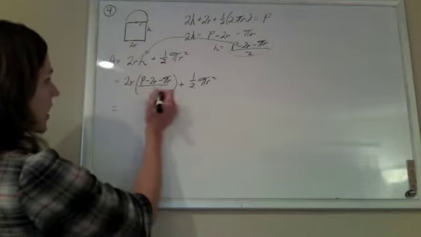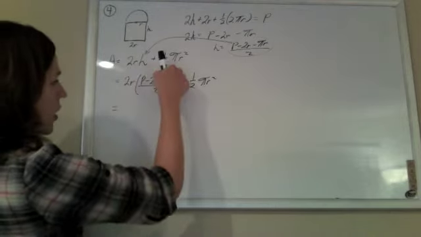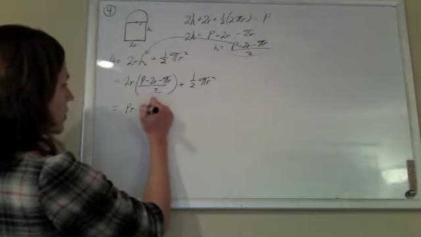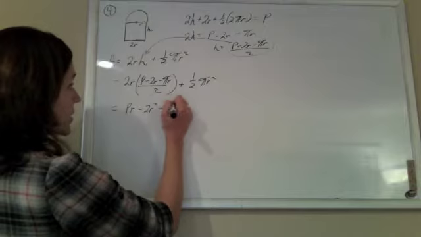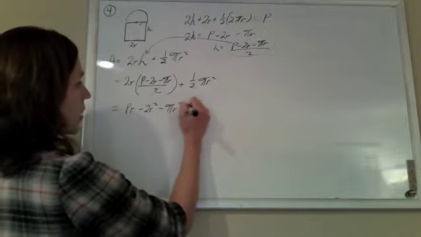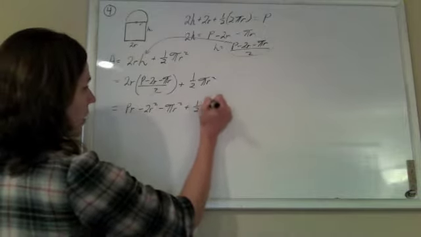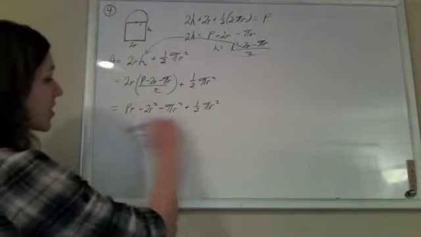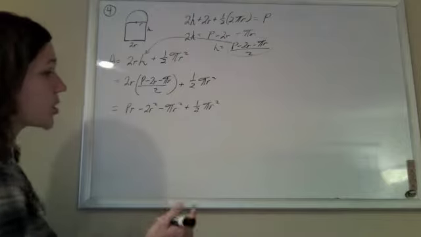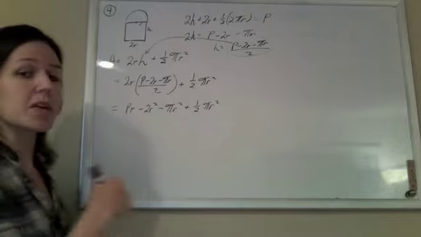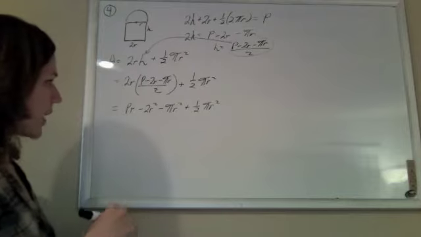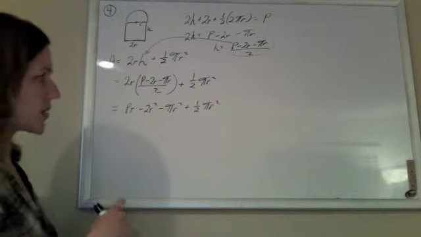So the 2's are going to cancel, and then I'm going to distribute the r. So I'm going to have p r minus 2r squared minus pi r squared plus half pi r squared. So yay, it's only got r's, which is good. The p we're not worried about because the p is a constant. So we're not worried about that. But now we have to maximize this equation.